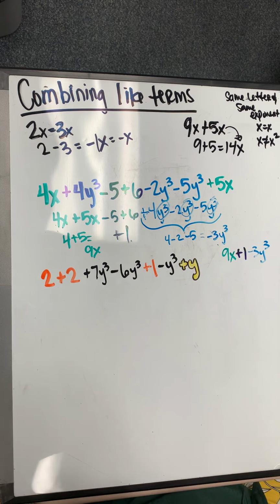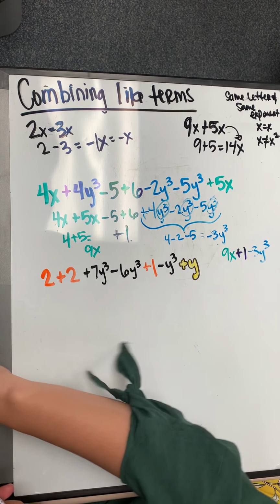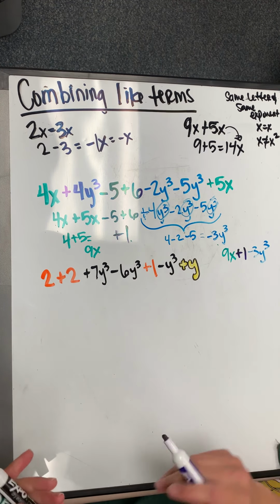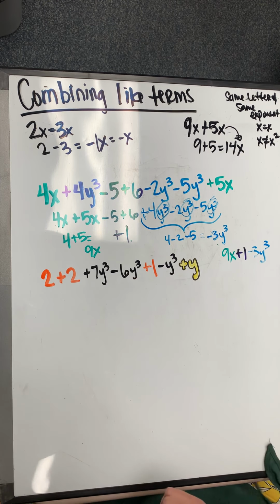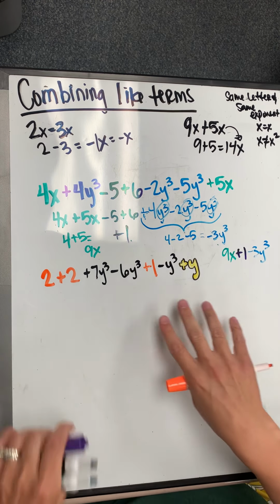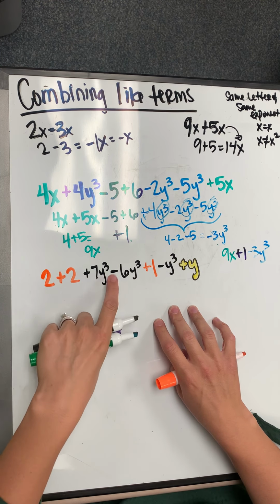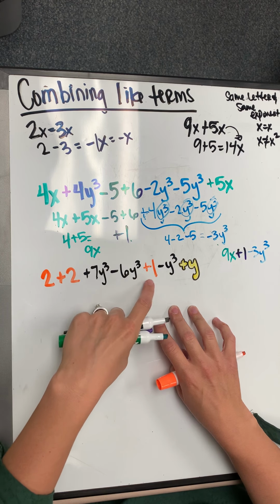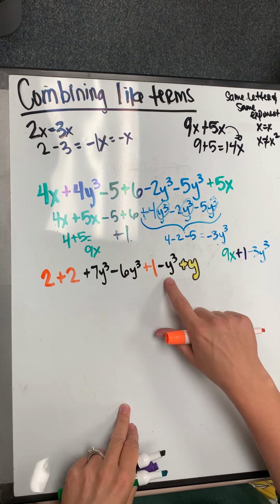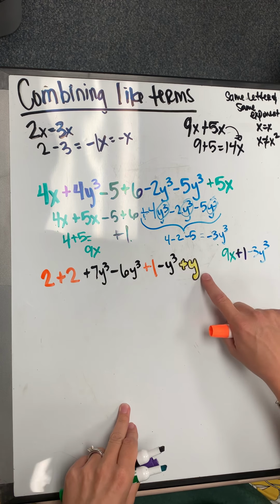Now, the second one, sorry, I tried to do yellow, but it didn't really work out, so stay with me, I guess. Maybe I'll switch it to purple. Okay, so as far as this one goes, I have a 2 plus 2 plus 7y to the third minus 6y to the third plus 1 minus y to the third plus y.